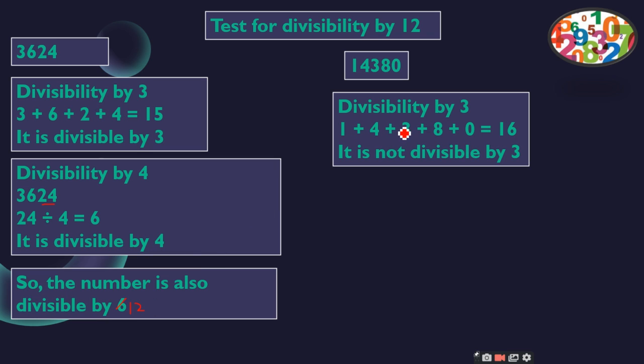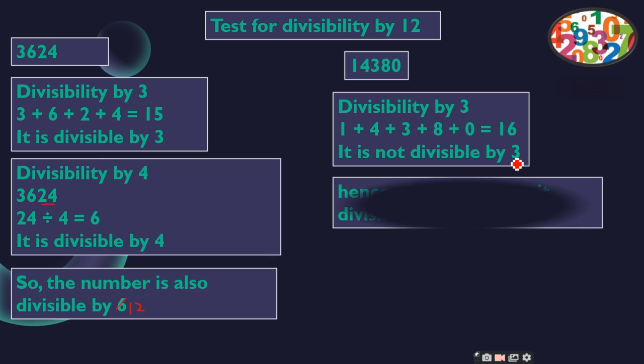The second example is 14380. Let's check the divisibility by 3. Let's take the sum of the digits. 1 plus 4, 5. 5 plus 3, 8. 8 plus 8, 16. It is not divisible by 3. So we don't have to check the divisibility for 4 because the number is not divisible by 3. So the number is also not divisible by 12.